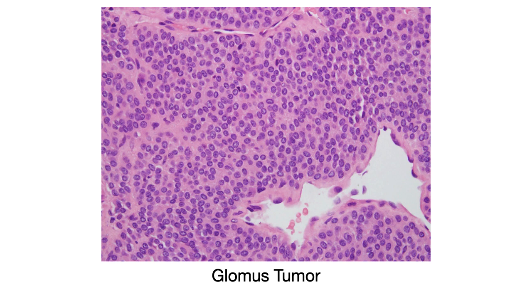These are composed of relatively round monomorphic cells. Cytoplasmic borders are indistinct, and they are characterized by thin dilated capillaries. They are said to arise from modified smooth muscle cells. In the case of glomus tumor, this arises from the glomus body, which regulates the blood vessels for thermoregulation.